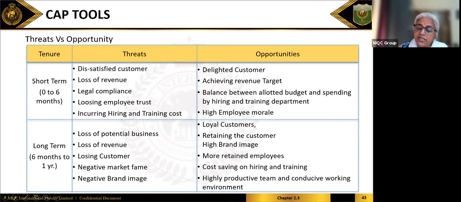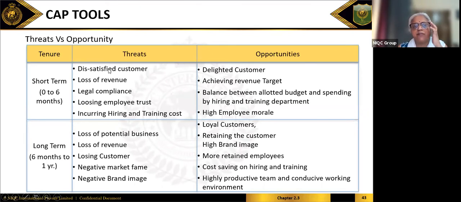And what can be the benefits this process can reap if I do the project? What are the short term benefits and the long term benefits? That is classified under opportunities. So threats will be the problems and opportunities will be the benefits. And you will call out short term and long term.